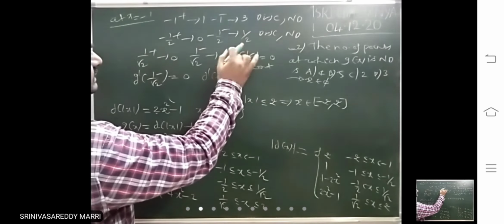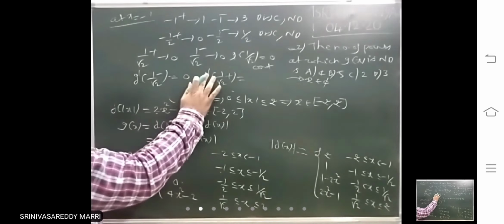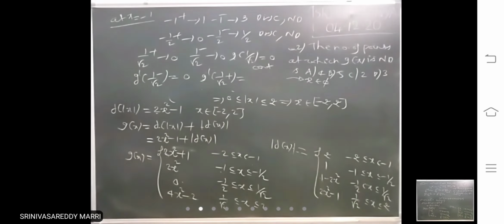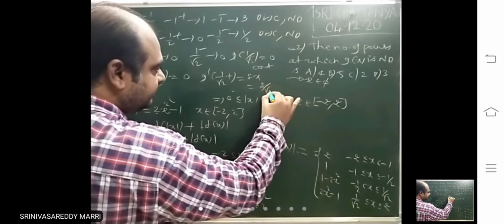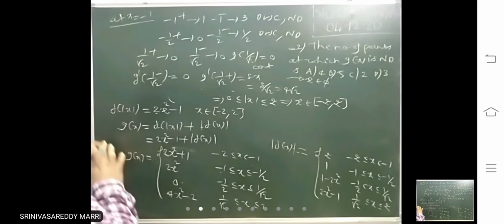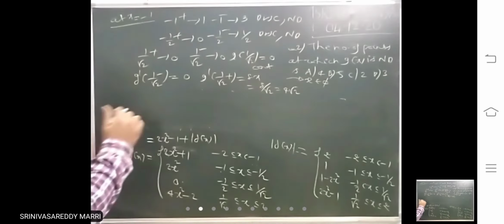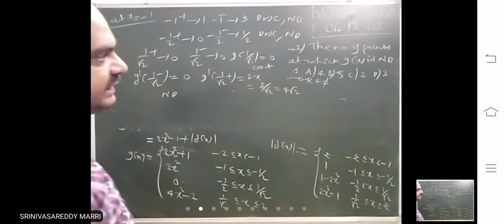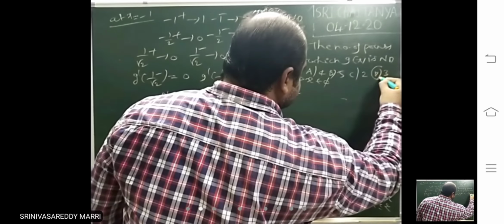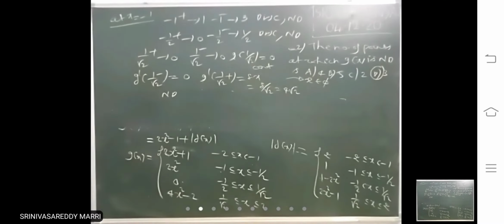Not f dash, g dash. g dash at 1 by root 2 plus: the derivative of this is 4 into 2x, 8x. That means 8 by root 2, 4 root 2. That means at the point 1 by root 2, it is continuous but not differentiable. So how many points are there? 3 points. So at 3 points it will not be differentiable.